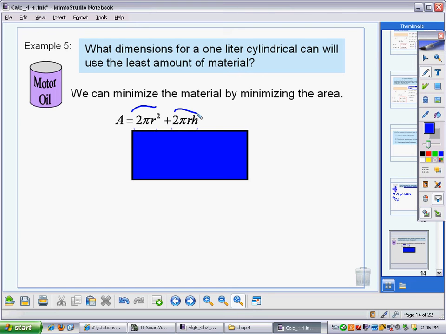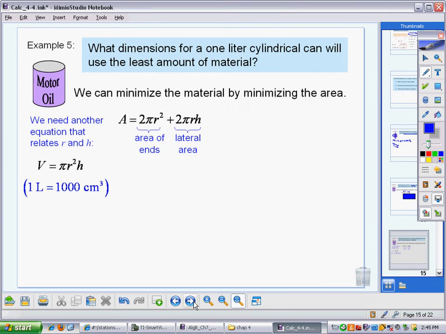Come on. Okay, what's wrong with this equation? 2 variables. I wonder if I could use the problem to get rid of one of them. 1 liter. Didn't use that yet. Now, 1 liter, what kind of measurement is a liter? Is it length? It's volume. So I need to go to the volume formula.